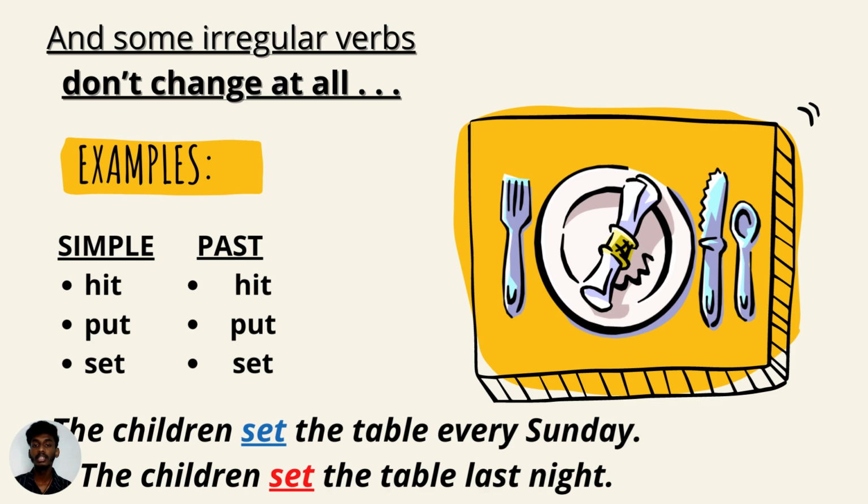How do we construct a sentence? In the simple form, the sentence would be like, the children set the table every Sunday. And in the past tense, it would be like, the children set the table last night. So there is no change in the verb. This is how we construct sentences with irregular verbs that don't change at all.